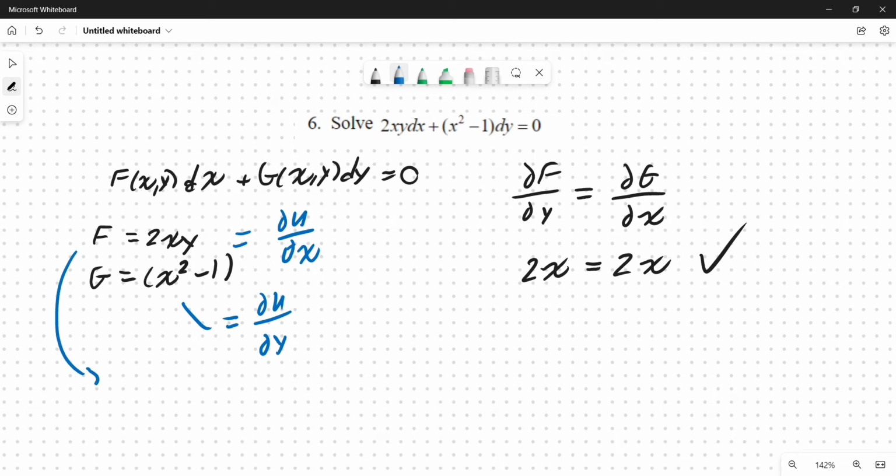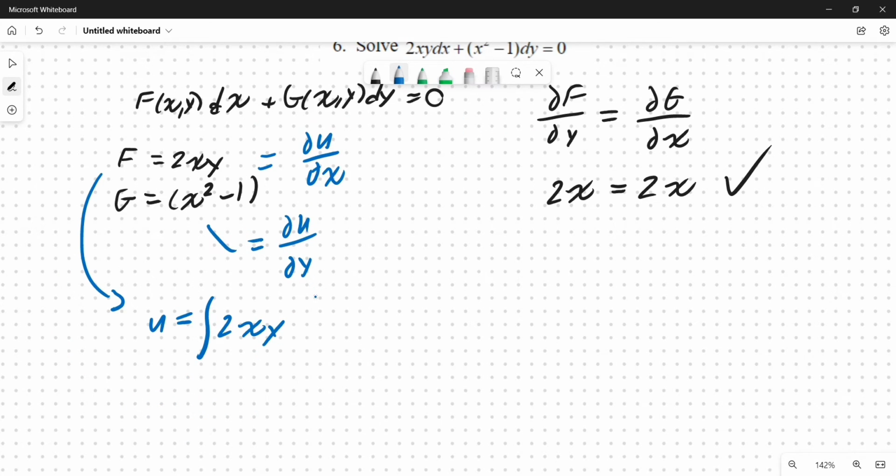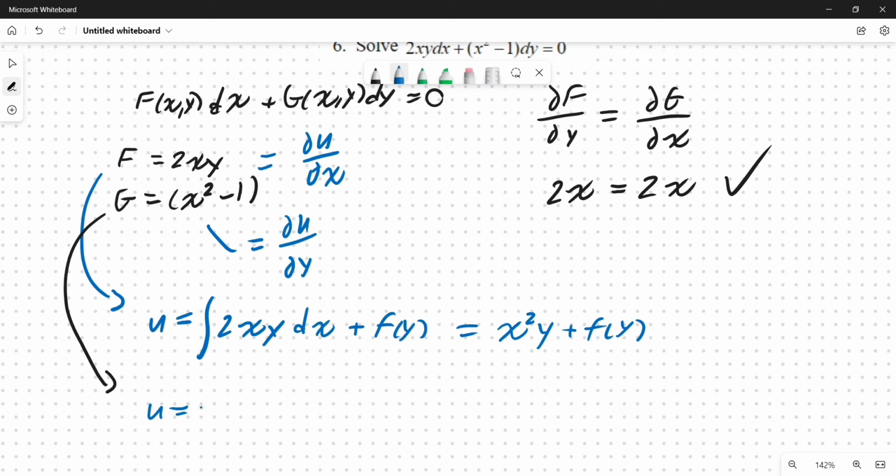So for the first one, we're going to say u equals the integral of 2xy. Since it was dx, we're going to put dx. And then we're going to have an addition of a constant of the opposite variable, so f of y. And that's going to equal, we can do the math with dx, x squared over 2 times 2 is just x squared. So we get x squared y plus f of y.